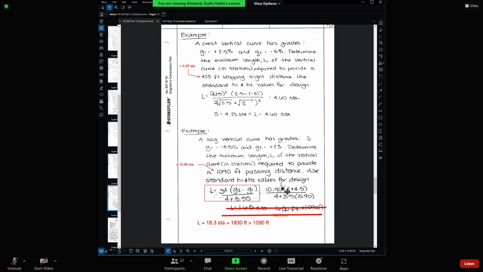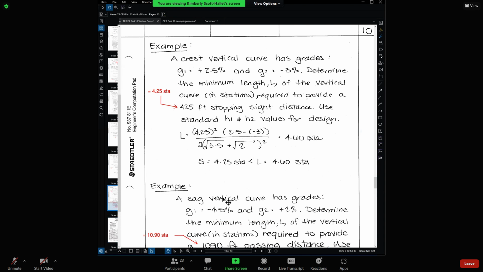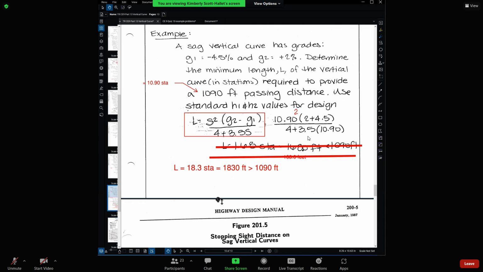This should have been squared, and so there was a math error. So the final answer should have been 18.3 stations or 1830 feet, larger than my curve. So make sure that you get that corrected in your notes.